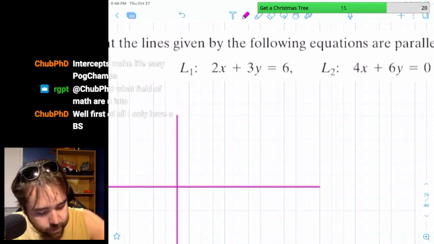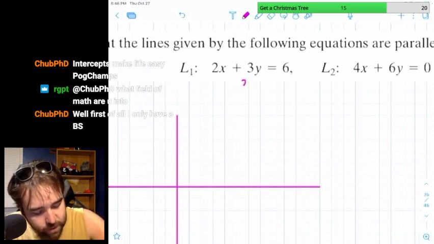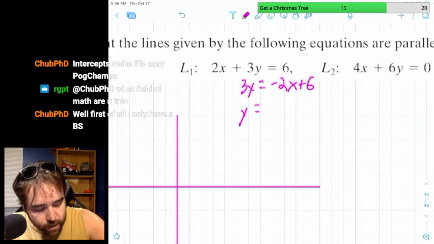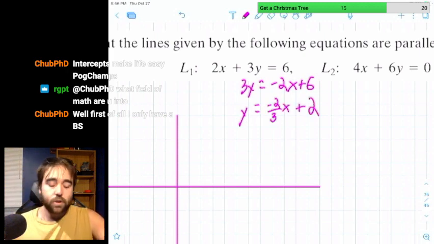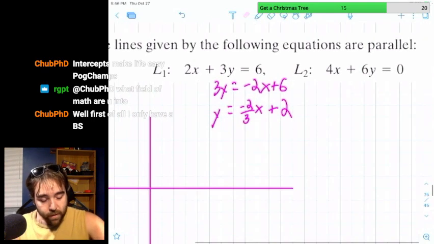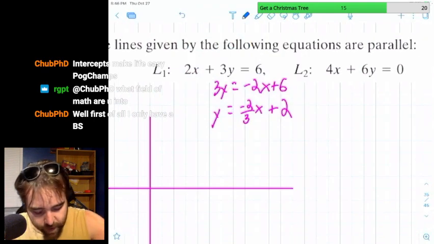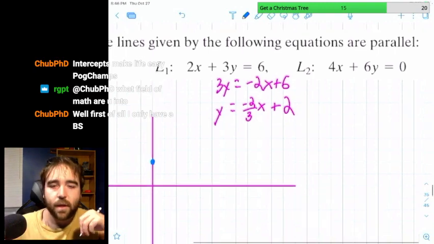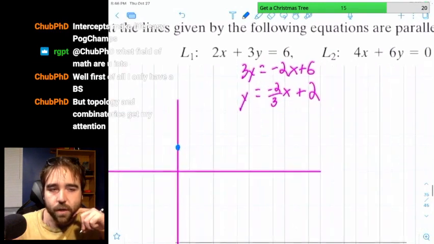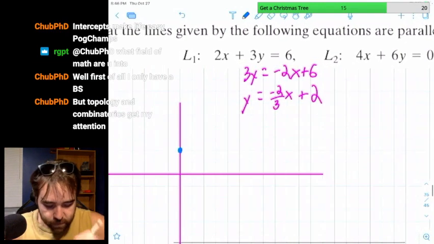So what is it going to be in slope-intercept form? So we're going to subtract 2x from both sides. So we'll have negative 2x plus 6. And then we'll divide everything by 3. So we'll have negative 2/3 x plus 2. So what does that line look like? So we're going to have the y-intercept of 2 and the slope of negative 2/3.